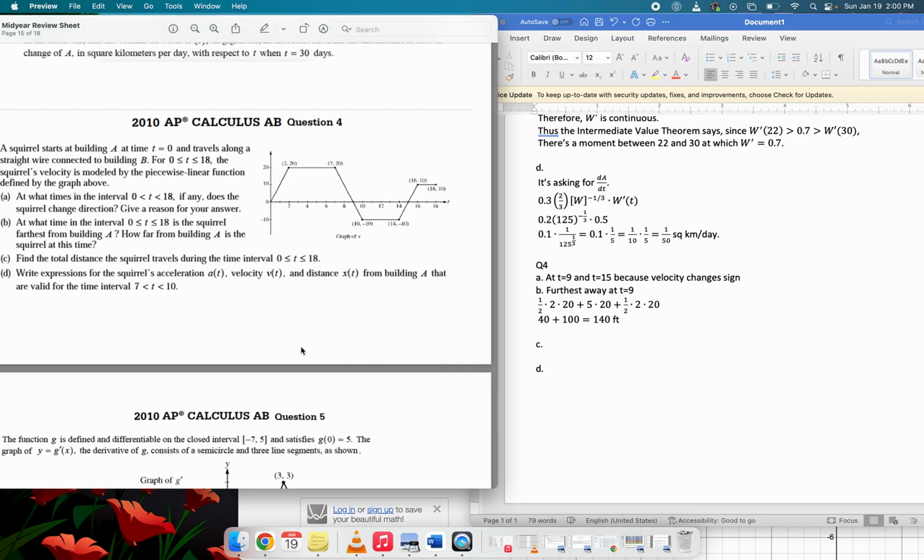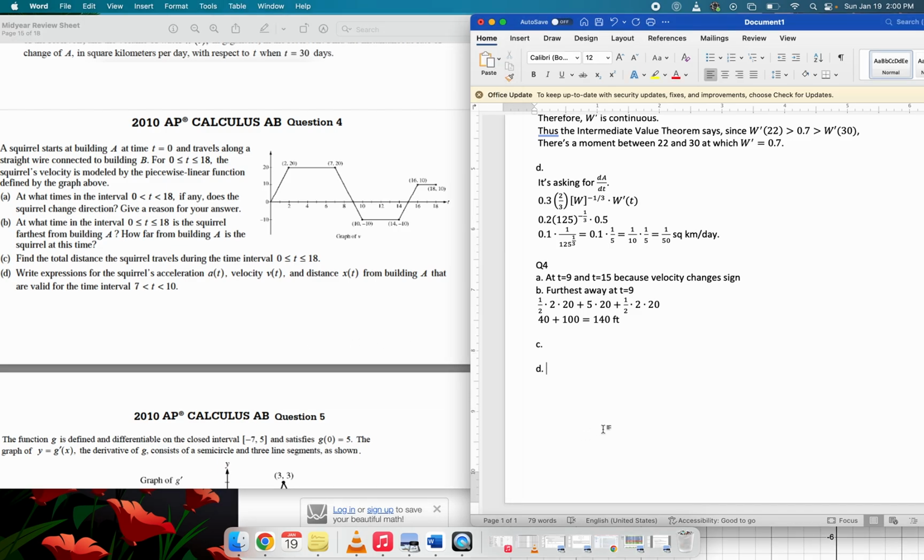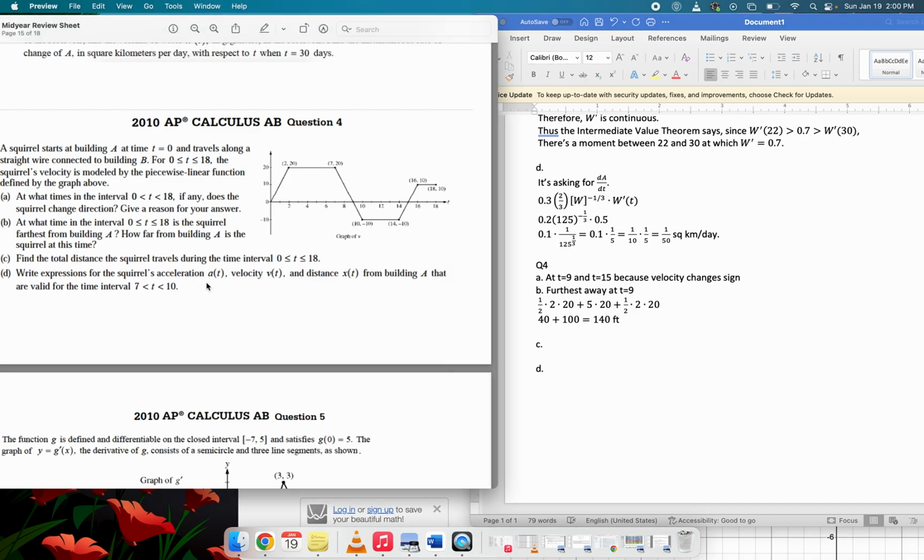Part D, write expressions for the squirrel's acceleration, velocity, and distance x of t from building A that are valid for the time interval where t is between 7 and 10. Yeah, some of that's kind of tricky, actually. So the acceleration is probably the easiest because this is a graph of the velocity, right? Acceleration is the derivative of the velocity, and between 7 and 10 the velocity is just this straight line. The derivative is just the slope, and the slope is constant. So between 7 and 10 the acceleration is just the slope of this line, which is a constant, right?